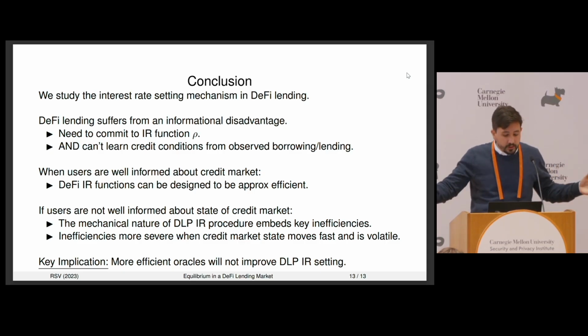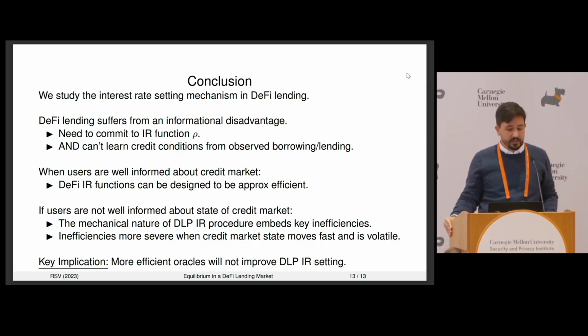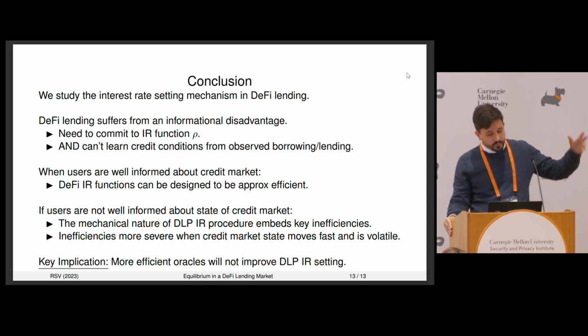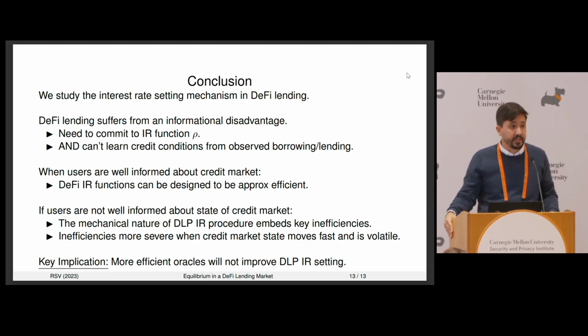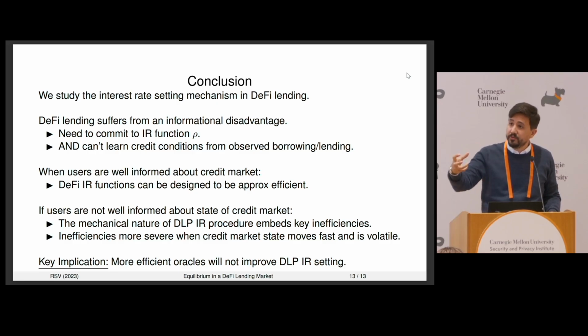So just to quickly conclude, we're studying the interest rate setting mechanism in DeFi lending. Basically, what we're showing is that if users are informed about the state of the credit market, or the credit market has low volatility and evolves very slowly, you can design interest rate functions that produce very efficient outcomes. Otherwise, there's going to be an inefficiency embedded.